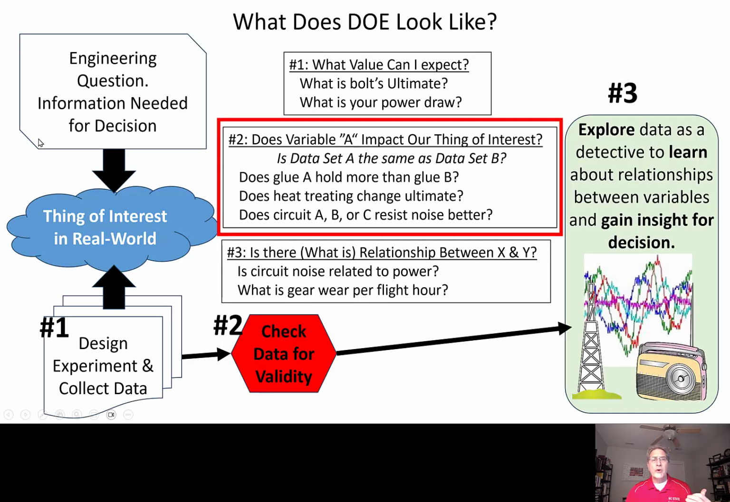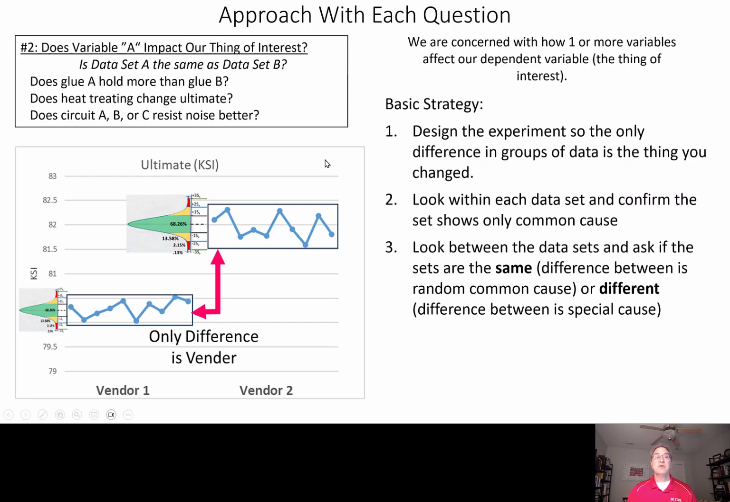And if you remember, we had the basic approach to that. That was question number 2, where we said, okay, here's what we're going to do. We're going to design our experiment so the only difference between the two groups is the thing that we changed, our independent variable or variables. Then we're going to look at each grouping to make sure that it's only random. Then we're going to look between the two groups and ask ourselves, is this between difference due to randomness? Is it one population, or is what we're seeing a special cause that's not explained by one population?